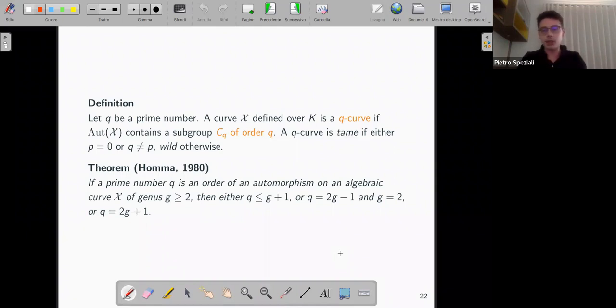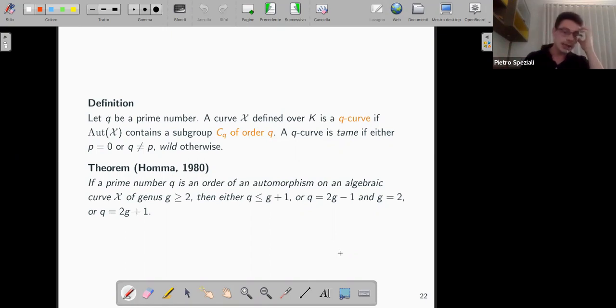If you have a prime number Q, a curve defined over K is a Q curve if the automorphism group contains a cyclic group of order Q. We say tame when Q is not the characteristic of the field, or you're working in characteristic 0, otherwise we say wild, because that's the so-called case of wild ramification.